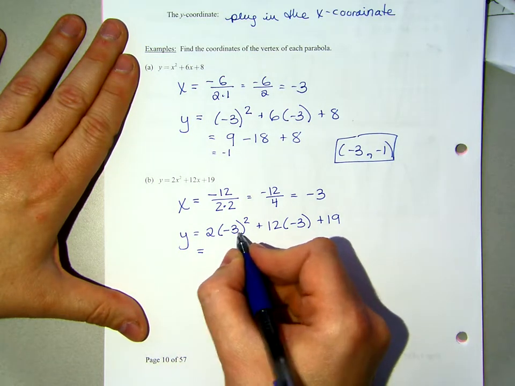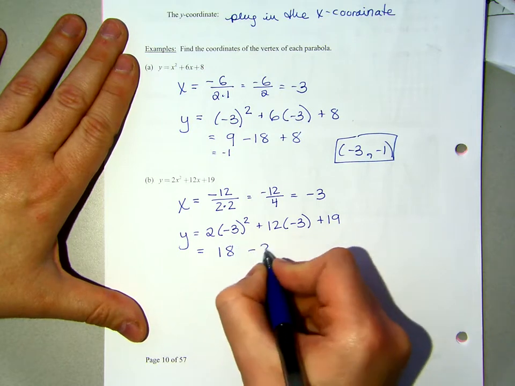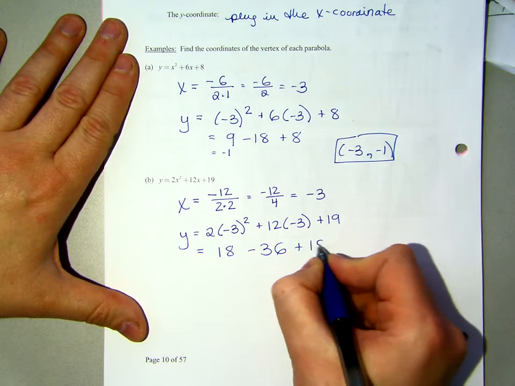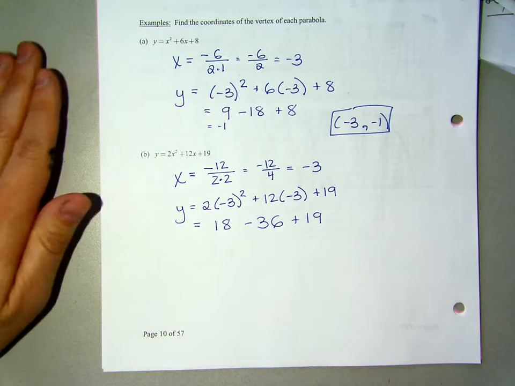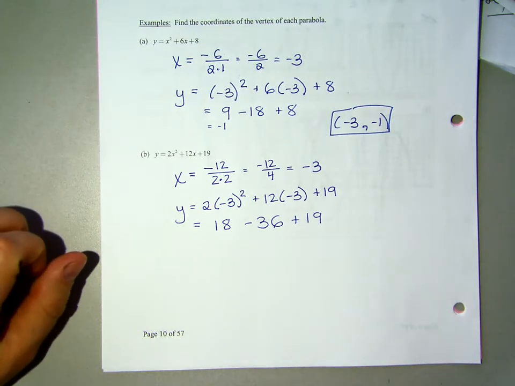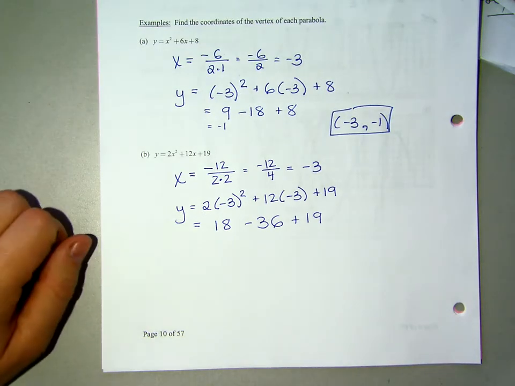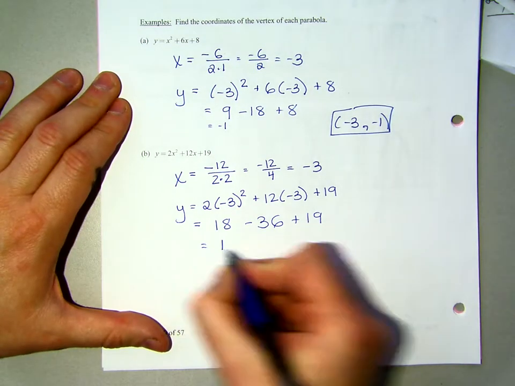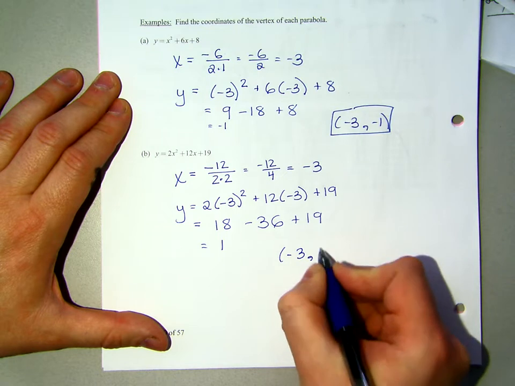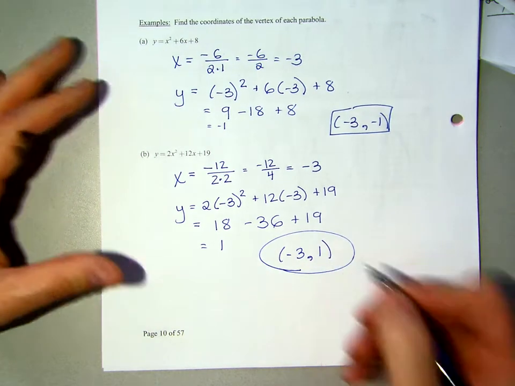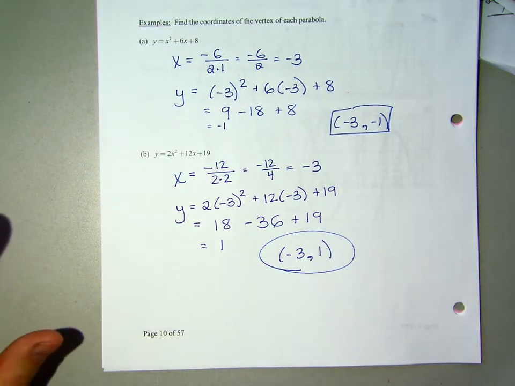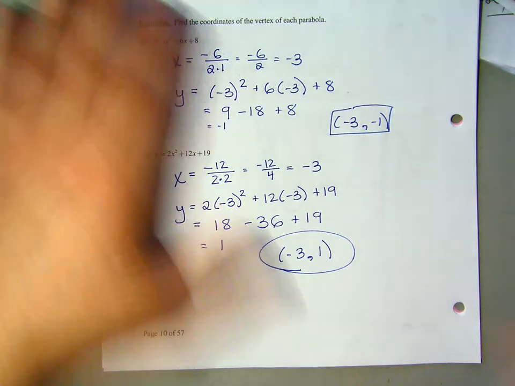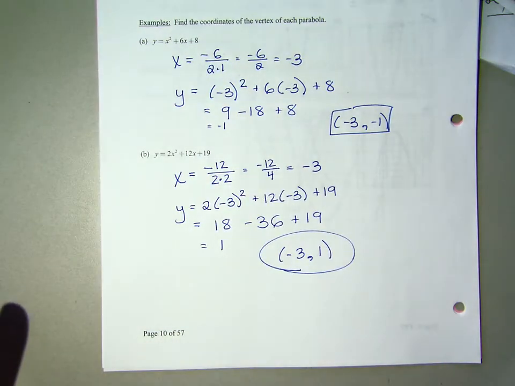Negative 3 squared is 9. 2 times 9 is 18. I think you should have this problem. 18 minus 36 plus 19. I hope. Kayla, do you have an answer? Negative 3, 21. Yeah, I think that will give you 1. Wow, okay. So x coordinate is not always negative 3. Y coordinate is not always like positive or negative 1. But you see how to calculate things? Questions, issues?